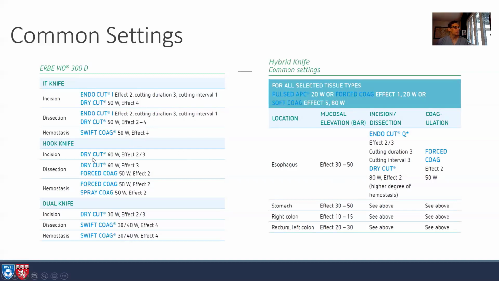So you can kind of see with hook knives and dual knives how this changes. A dry cut with a dual knife for the incision, 30 watts, effect 2 to 3. Hemostasis, 30 or 40 watts, effect 4. Coag graspers using soft coag is not listed here. Usually do 80 watts, effect 5. And then with a hybrid knife, these settings are different as well.